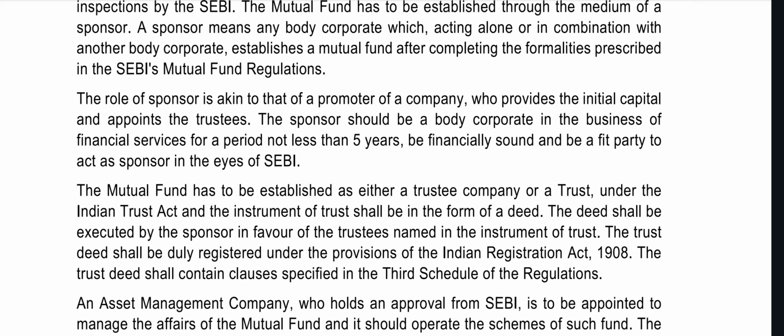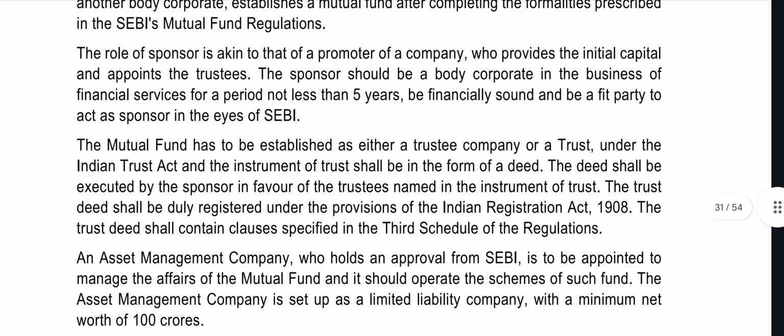The sponsor who wants to establish a mutual fund has to have a track record of not less than the previous 5 years. That body corporate must be in a financial service business, be financially sound, and be a fit party to act as sponsor in the eyes of SEBI.